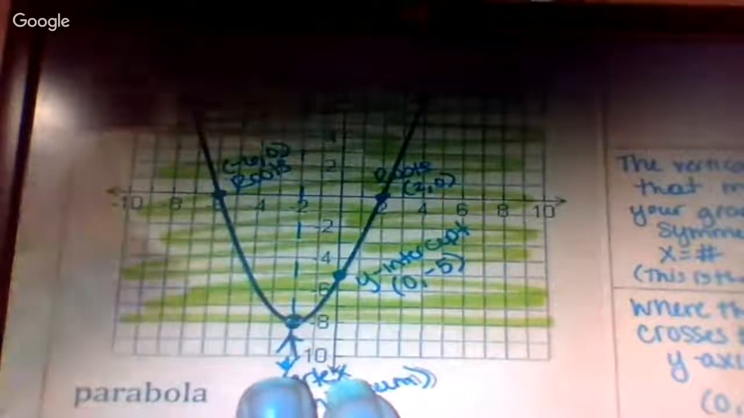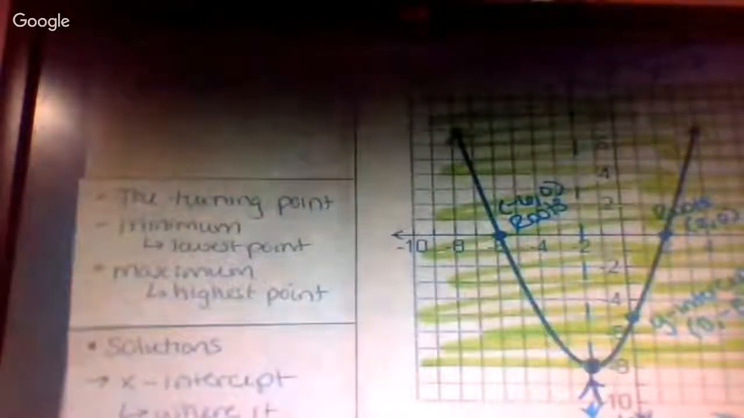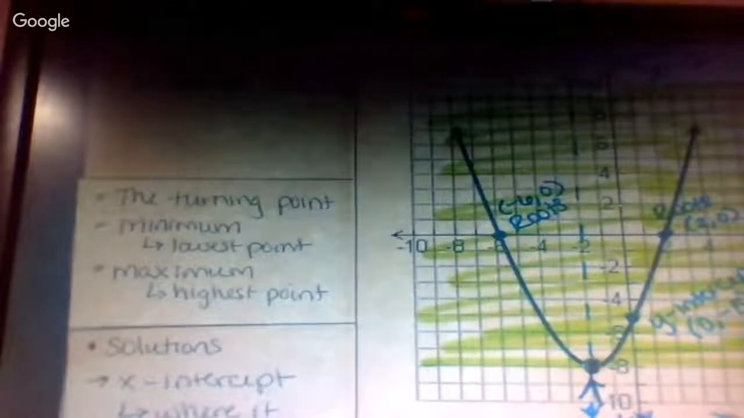Okay, so the first thing we need to talk about is your domain. That's the top left. So, your definition for domain: the set of all x values. So, what you're telling me when you tell me your domain is the x values that you can find on your graph.